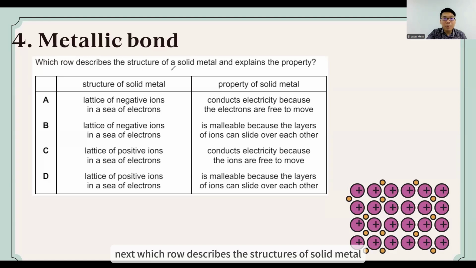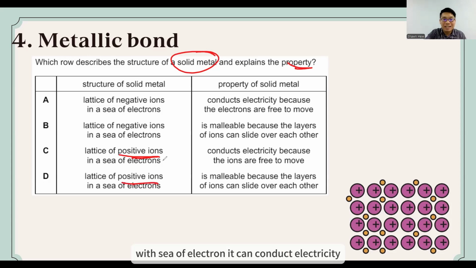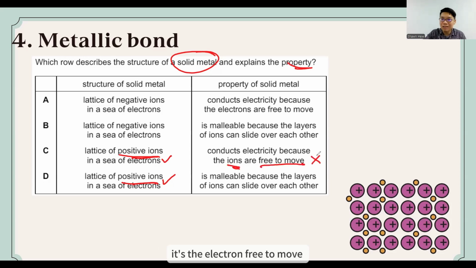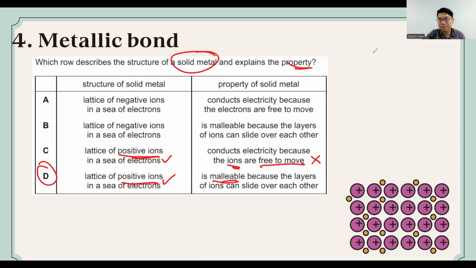Next, which statement describes the structure of a solid metal and explains its property? It's a lattice of positive ions with a sea of electrons. It can conduct electricity because ions are free to move. No, it's the electrons that are free to move. It's malleable because the layers of ions can slide over each other. Yes, that's why it can change into different shapes.